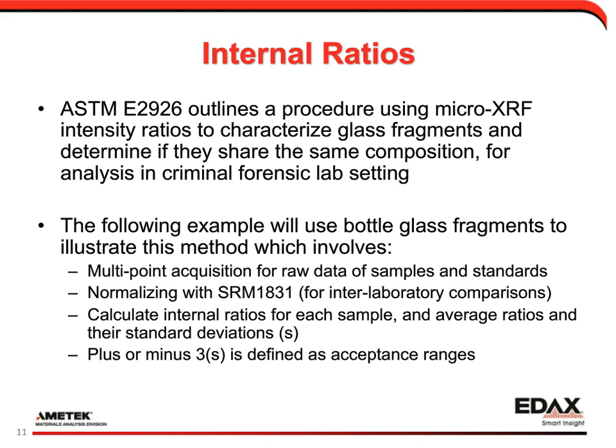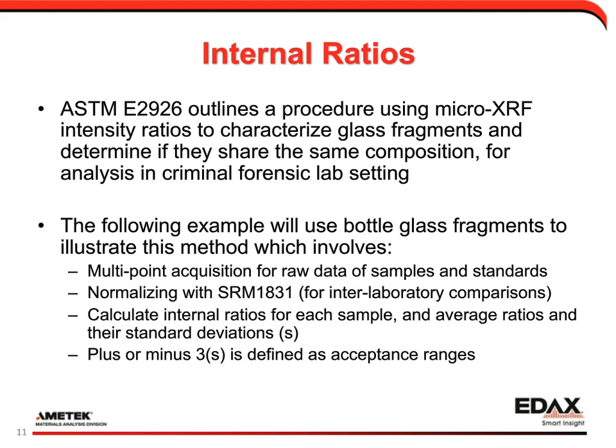It will involve multi-point acquisition of the samples to attain raw intensities, and it will also require normalizing with a calibration standard like SRM 1831, which is a glass standard. That step helps with future interlaboratory comparisons, with wanting to maybe build a library or compare results from a particular glass with another lab, which might have a different instrument configuration. So using the SRM 1831 can help standardize those results.